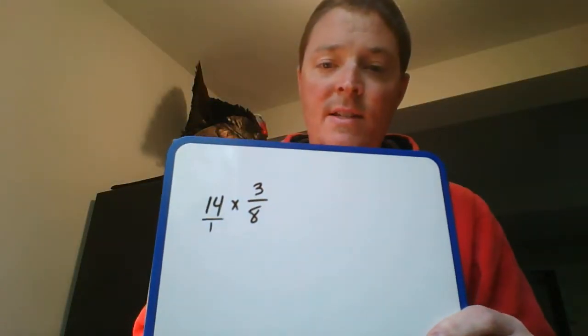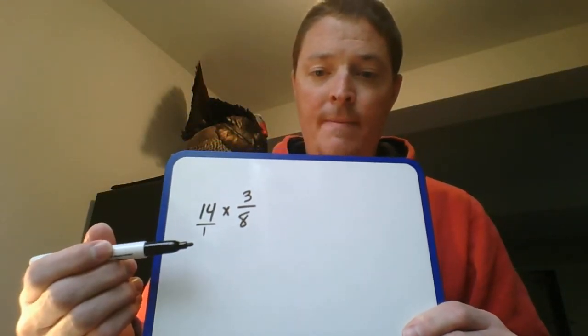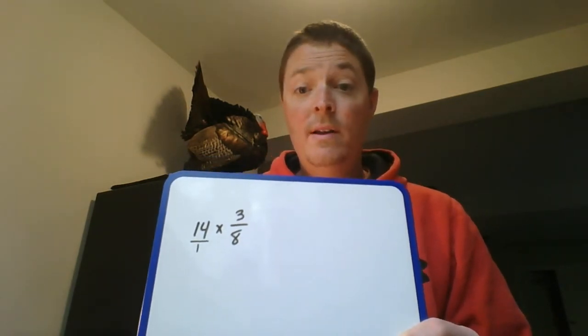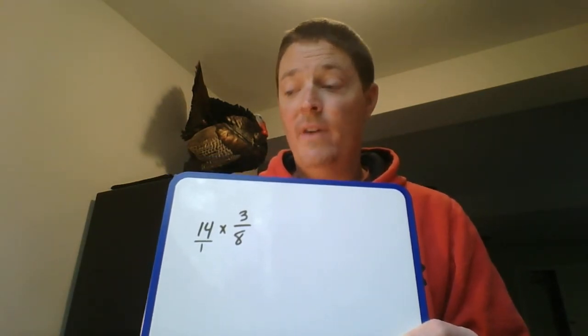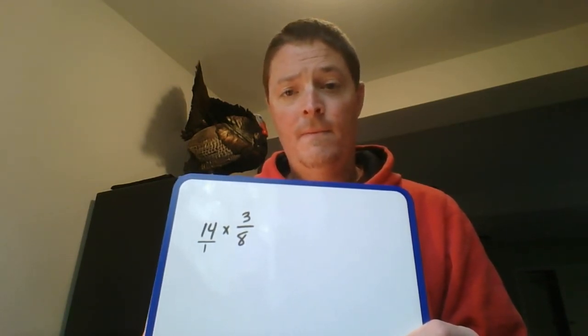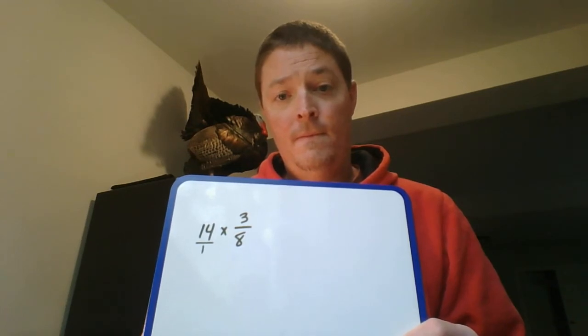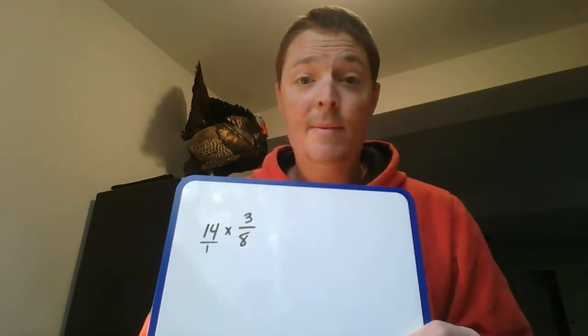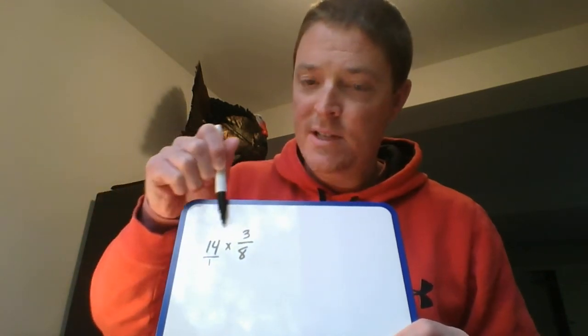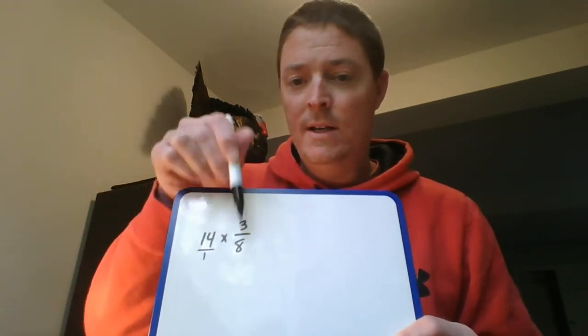Some people, when they multiply a fraction by a whole number, will actually write that 14 as 14 over 1. And then we can go ahead and start multiplying. Now, Mr. Turkey, what is the cool thing about multiplying fractions that we should share with everybody today? That's right. We don't need common denominators. Good stuff, right? So we're going to multiply straight across. We're going to do 14 times 3, and on the bottom, 1 times 8.